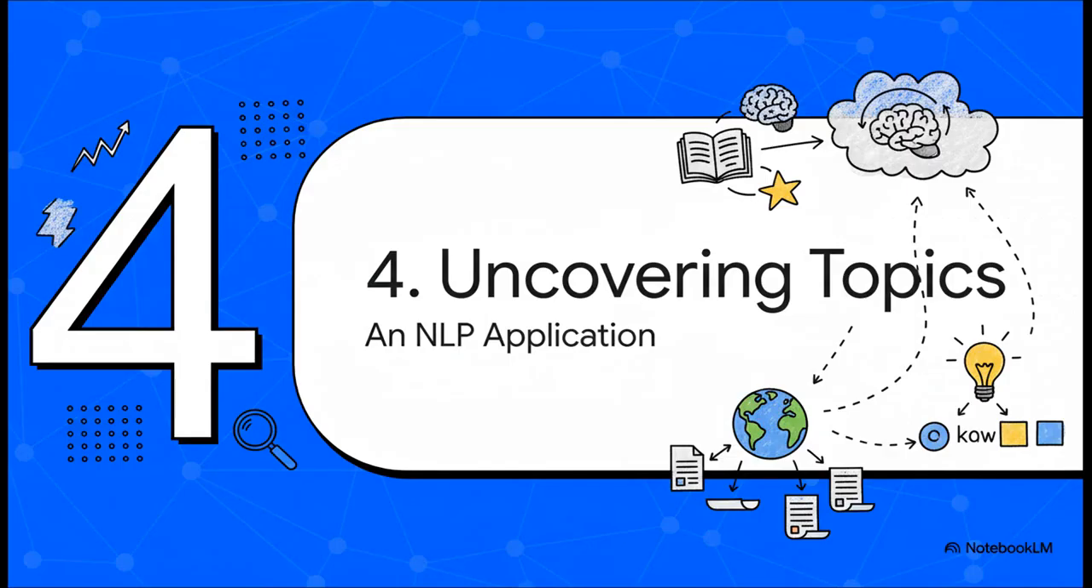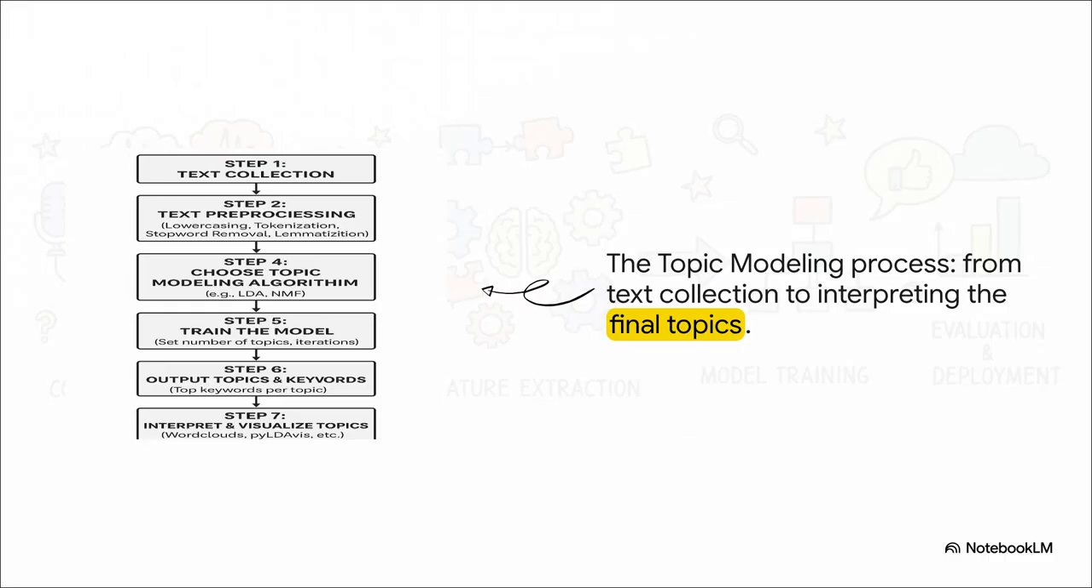Okay, so our text is prepped, turned into numbers, and we've picked the best features. Now what? Well, let's look at a really powerful thing we can do with all this work: automatically discovering the hidden themes or topics inside a giant pile of documents. Hey, look, it's our roadmap again. The process for topic modeling is pretty similar.